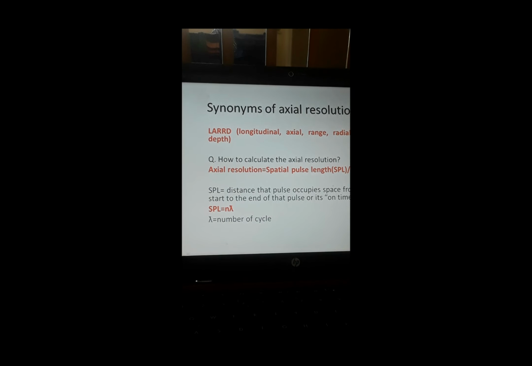SPL is the distance of the on time, or when the pulse is emitted. In other words, SPL is calculated from the number of cycles. SPL is the number of cycles, how many cycles in the on time of a pulse. SPL is equal to the number of cycles times lambda. Here, lambda means wavelength.